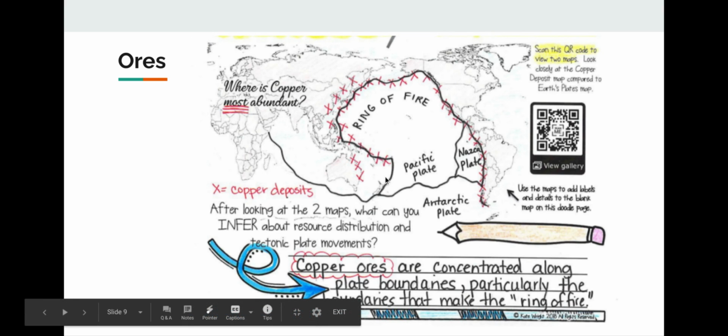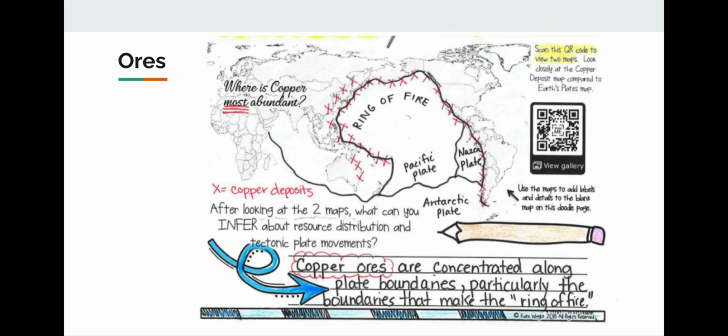And really what we're seeing is that copper ores are concentrated along plate boundaries, particularly the boundaries that make up the Ring of Fire. So we know that copper is most abundant in areas where there is a lot of this volcanic activity along our plate boundaries.